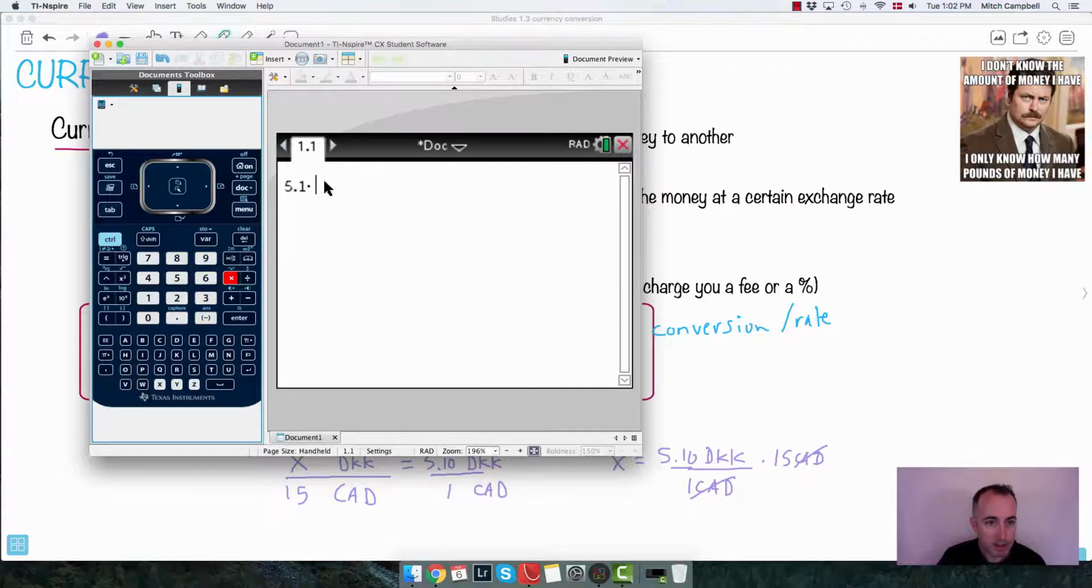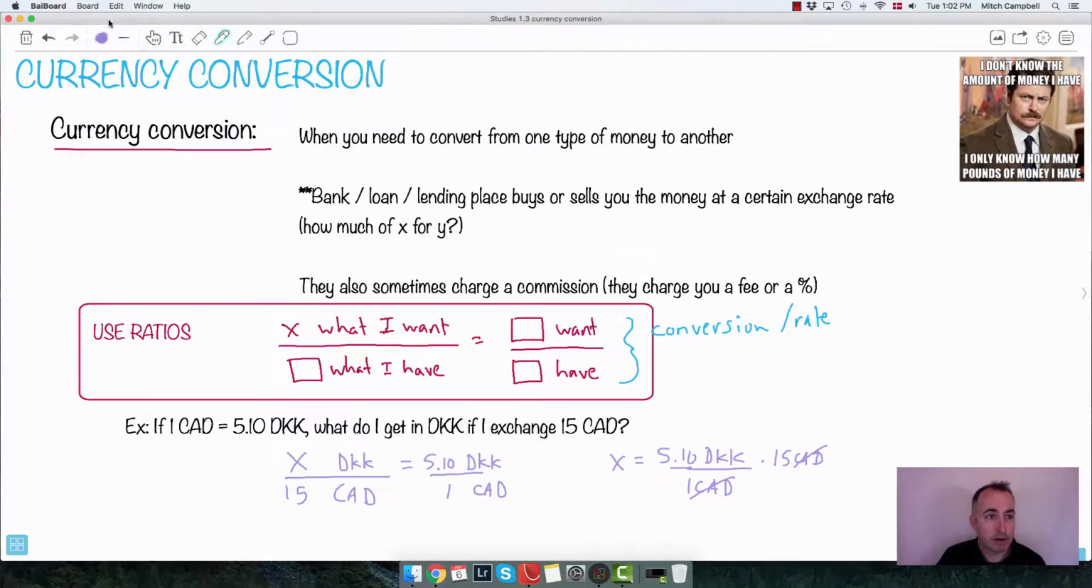What's 5.1 times 15? I could put the 0.0, but it doesn't really matter, because 5.1 is the same as 5.10. So I say 5.1 times 15, and I end up with 76.5. So it's 76.5. Sometimes we like to put currency with 2 decimals, and you can do that as well, although technically it's 4 significant figures, but oh well. So this is my Danish kroner: I get 76.5 Danish kroner. That's how we use this trick.